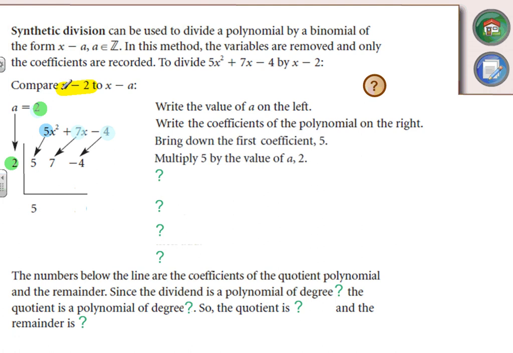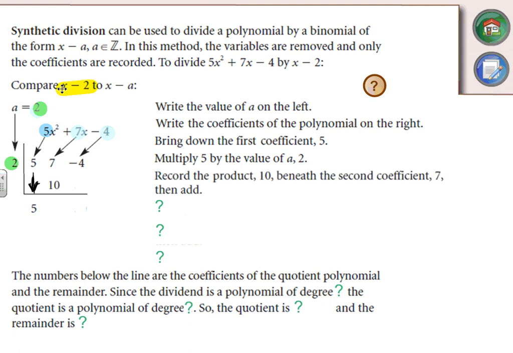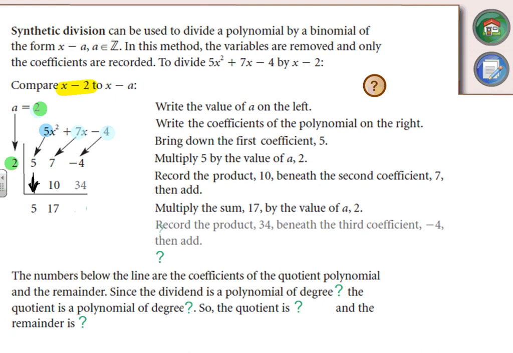Drop down the first one because it's always going to be the same value. If you notice on all those examples we've done, the leading coefficient was always the same. And now we multiply. 2 times the 5 gives me 10. Write it underneath, and because we already changed the signs, we can just add. We don't have to subtract. 17. 2 times the 17 now gives me 34. Write it underneath the next one. And add. Negative 4 plus the 34 gives me 30.